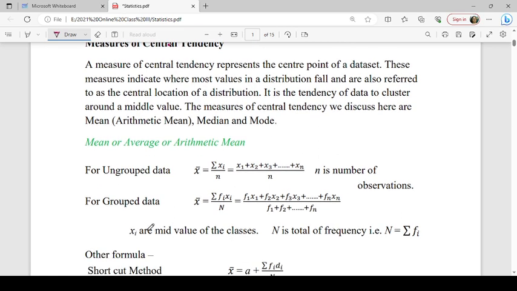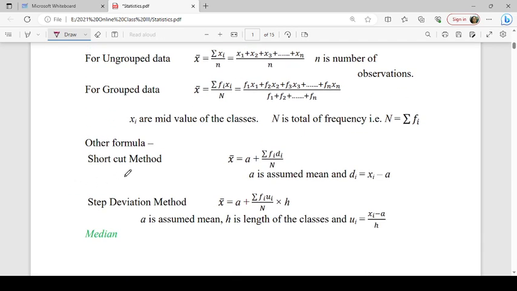And this is the formula. xi is the mid value of classes, n is summation fi. And there are other formulas, which also give the same values. Mean x bar is this, and another formula is this. So you can use any one for grouped data, and we get the same values. This is mean. And then median.